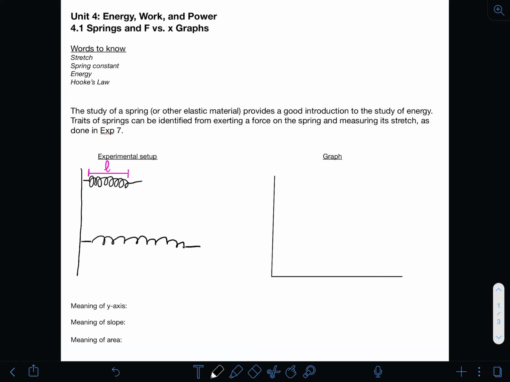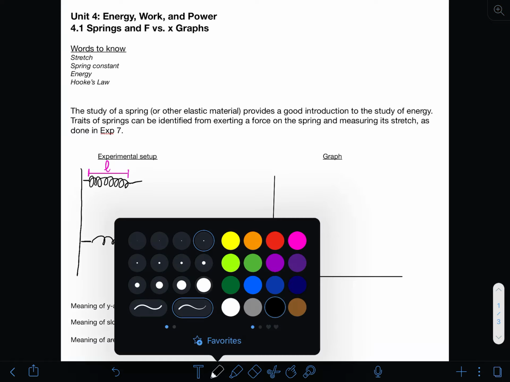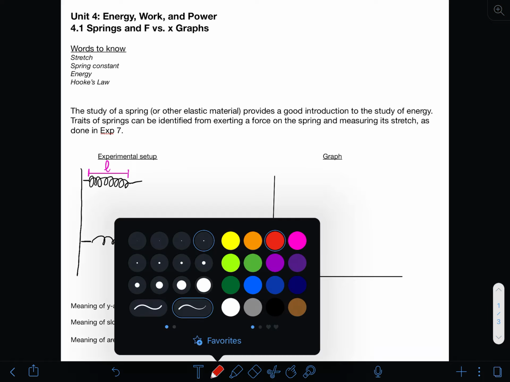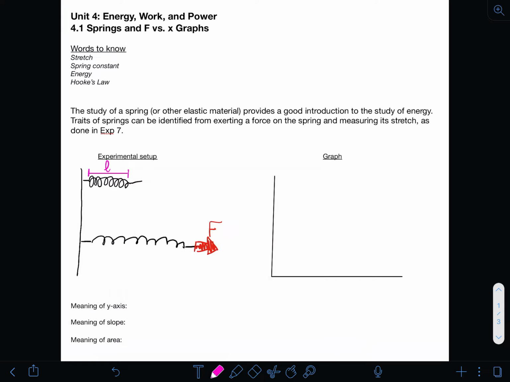So that's what that spring looked like afterward. And it was after we applied some kind of force F on this end. So what did that do? Well, it caused our spring to stretch. So our spring is much longer than it was before. Perhaps we would call this capital L.